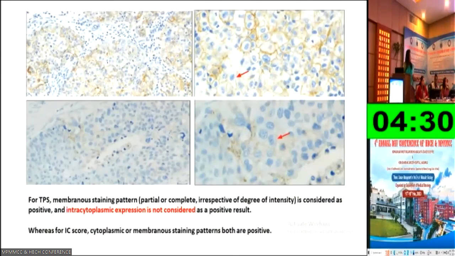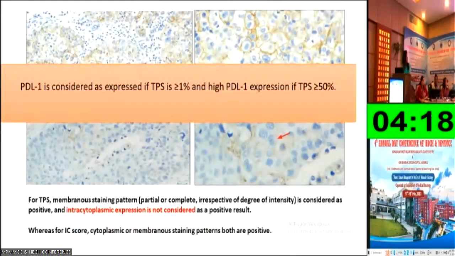So just this point, any membranous staining is important. Any perceptible, any intensity is fine, complete, incomplete is fine. Just that cytoplasmic staining is not considered. Positive is TPS, tumor proportion score, more than 1%. And if it is more than 50%, it is high expression. So this is the normal.